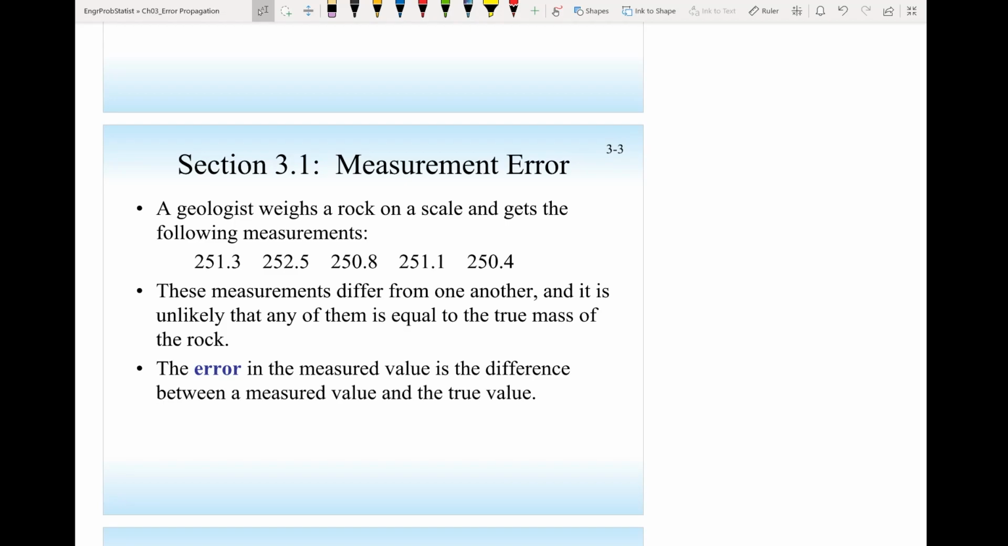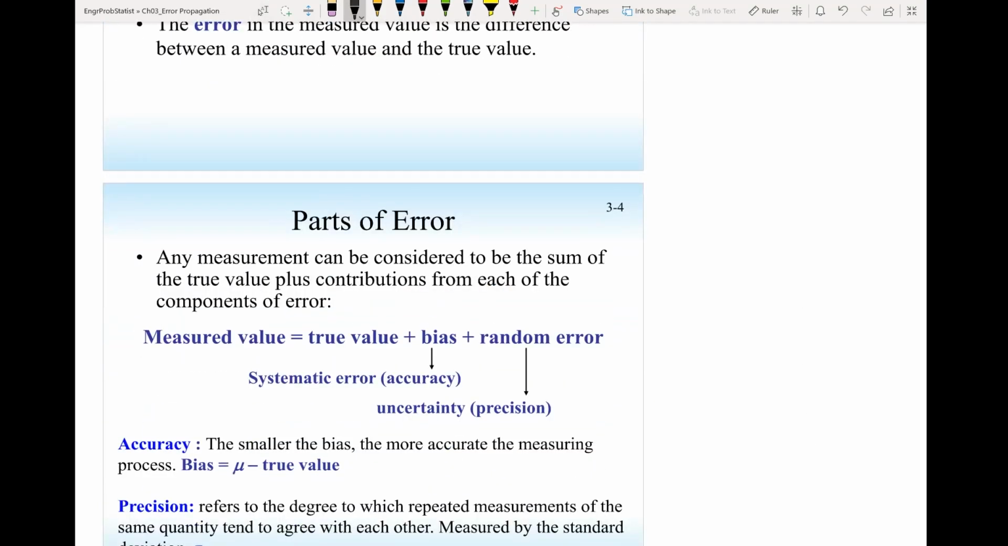A geologist weighs a rock on a scale and gets the following measurements. Every time you measure the weight or the volt, you will always get different values, going to be very close to each other. But the rock has an actual weight. So these different measurements are because of an error in the measurement, and that error can exist in two forms: bias or random error. So the measured value will consist of three parts: the true value that you don't know and are trying to measure, plus a bias, plus a random variable or random error.